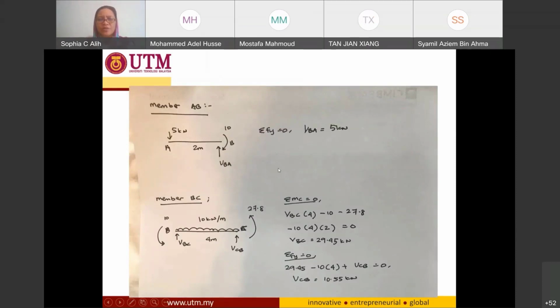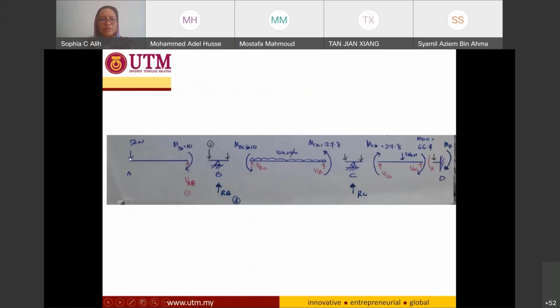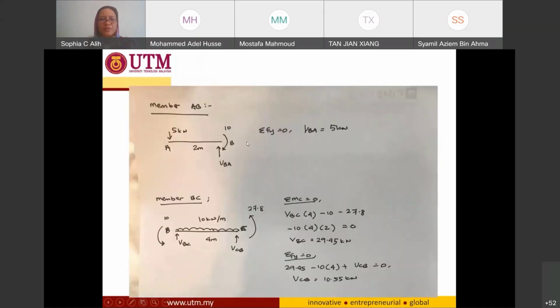It's good to refresh how to draw your shear force and bending moment diagram. So I do it first for member AB, and for member AB, I have 5 kilonewton in here, and also a clockwise direction of moment in here. So easily I can calculate how much is my shear force for BA. So VBA, I use the simple static equilibrium, total F equal to 0, so I have VBA equal to 5 kilonewton.